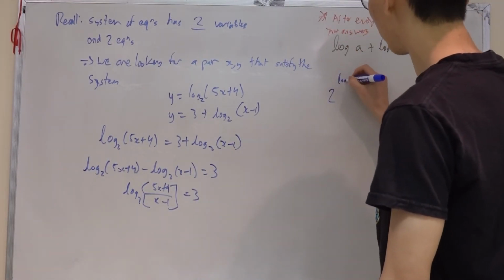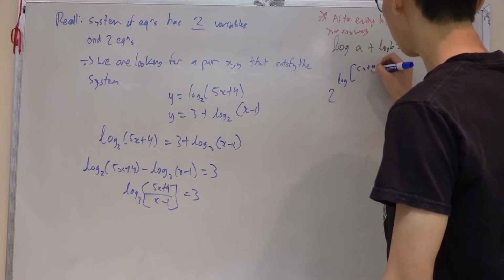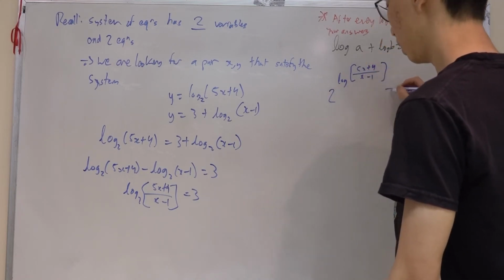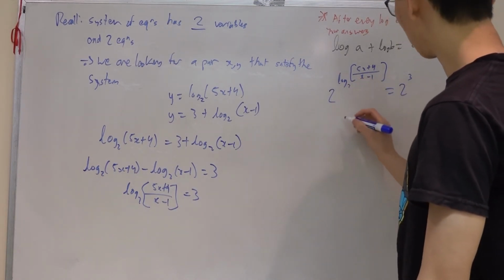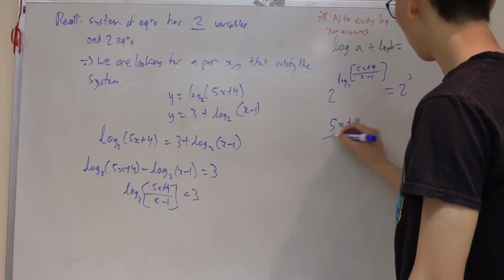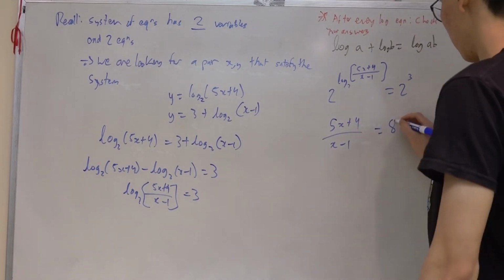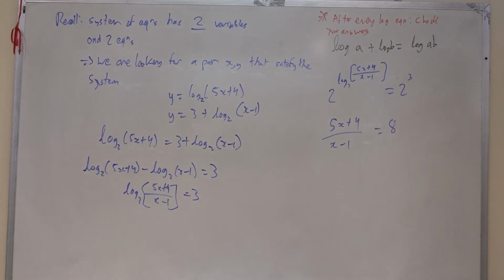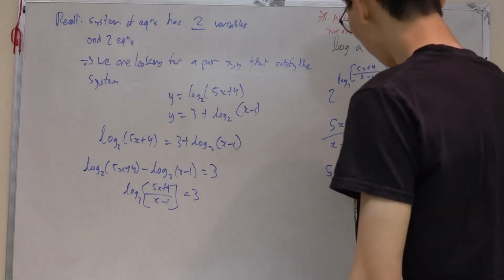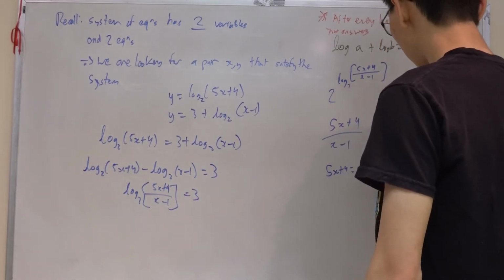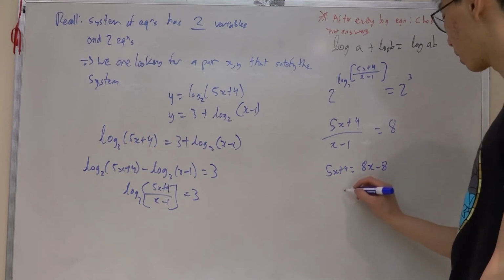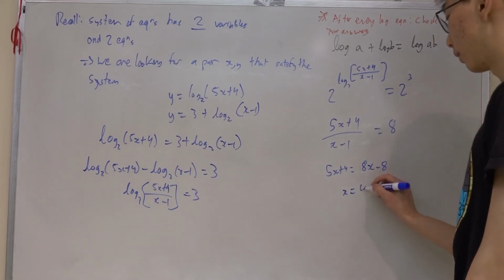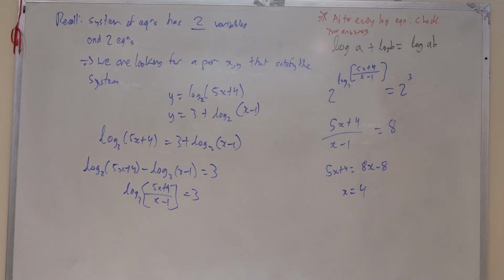You bring everything to the power of 2. Well, 2 to the 3. Then you can cancel out the log and the 2. You get 5x plus 4 over x minus 1 equals 8. And then you can just solve this your typical way. So you get 5x plus 4 equals 8x minus 8. You do some shuffling around, and I believe you get x equals 4. Yeah, you get x equals 4.